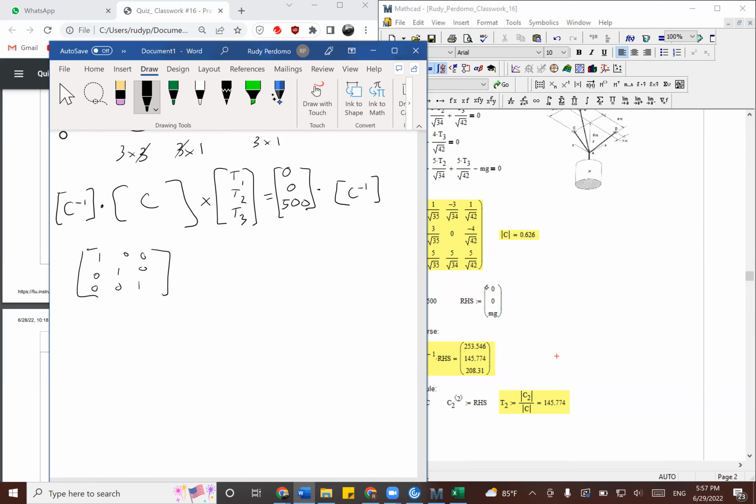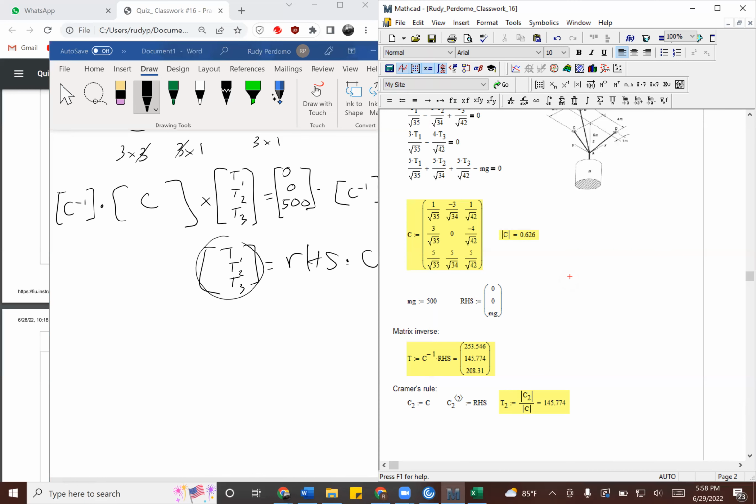Any matrix or vector you multiply by this returns the same matrix or vector. So it's pretty much equal to 1. So this times T1, T2, T3 is equal to T1, T2, T3. We're just left with T1, T2, T3 equals the right-hand side times the inverse. If we multiply the right-hand side times the inverse, we should get the values of T1, T2, and T3. So that's what we did here.